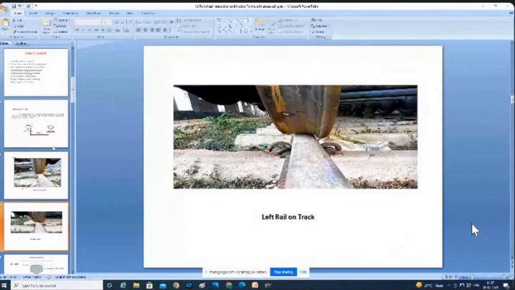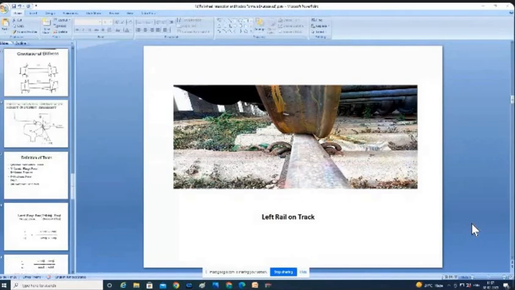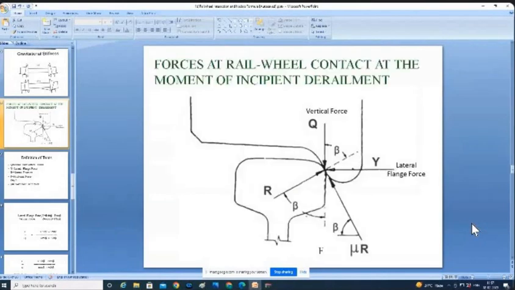Is the flange force a continuous force or an intermittent force? It's an instantaneous force, sir. Yes, exactly. It is an instantaneous force. It is not a continuous force. Now, in addition to that, one more force is also there. That is called the vertical force. Okay, see this diagram.